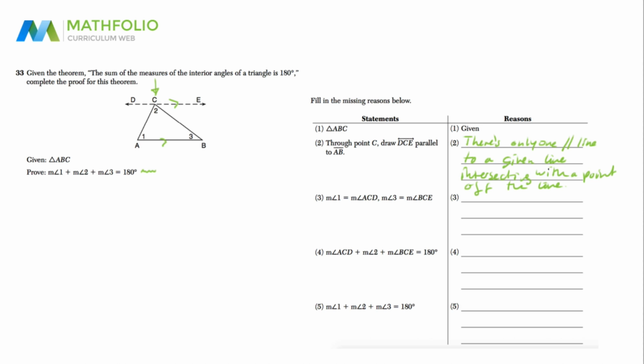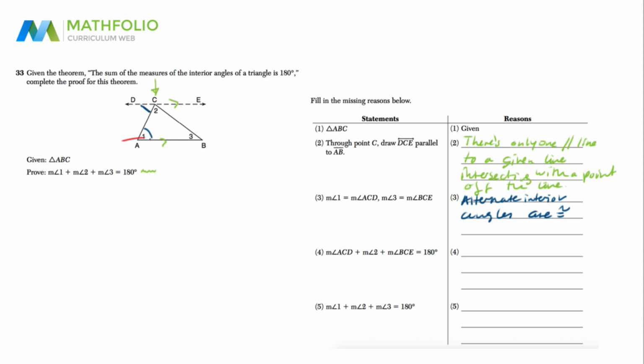That's a fact. Next, the measurement of angle 1 equals the measurement of angle ACD, A to C to D, so that's here. 1 equals ACD, and the reason for that is that they are alternate interior angles are congruent. So let me write that. Alternate interior angles are congruent. And so that's what we talked about before.